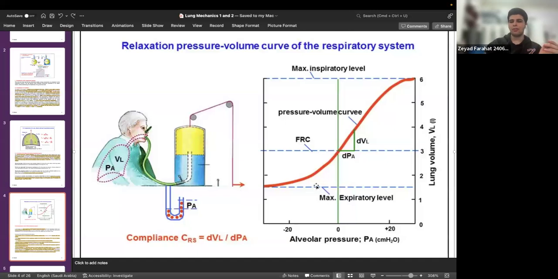And this is exactly why we have the RV, which is the residual volume. So this is why we have the RV, because there is a system in place, which we'll talk about now, that is preventing the lungs from decompressing further and going back to their original size that they want to be at, which is the minimum lung volume.